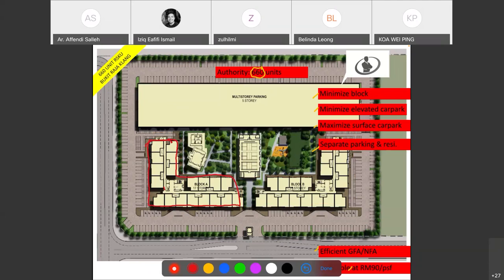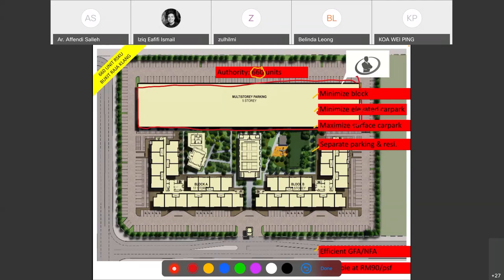So when the core is in the middle, this guy is split into two, and the footfall is halved, one travel here. So you have less footfall in front of your house. That's the first strategy, minimizing blocks. And then the next strategy, which is very important in terms of controlling cost: minimizing elevated car park, which is this one, the podium car park, and maximizing surface car park.